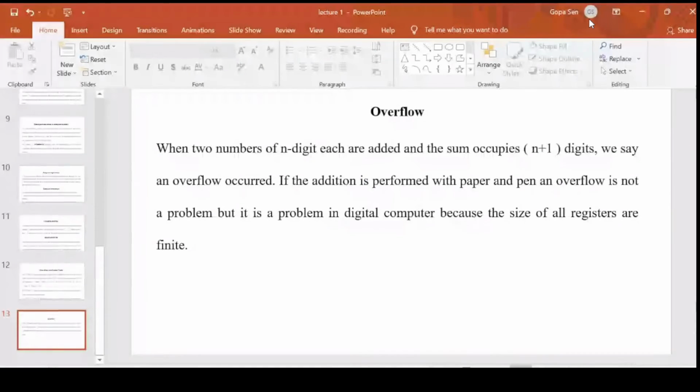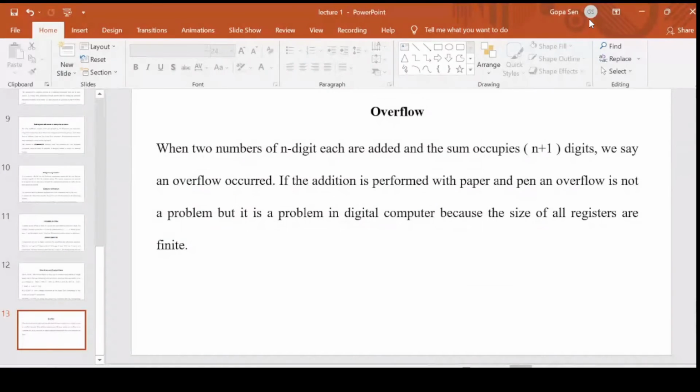Now, whenever we add two n-digit numbers, the result may be n+1 digits or n digits. Isn't it? Suppose you are adding 99 with 11, then what will be the result? 110. So it will be a 3-digit number. Now, whenever we do this addition or subtraction in paper and pencil, there is no crisis of space.